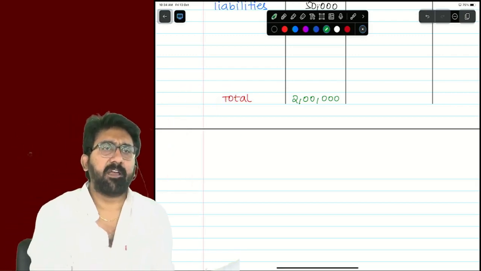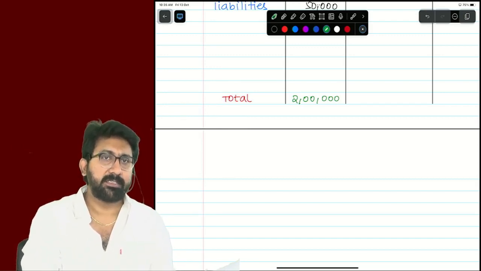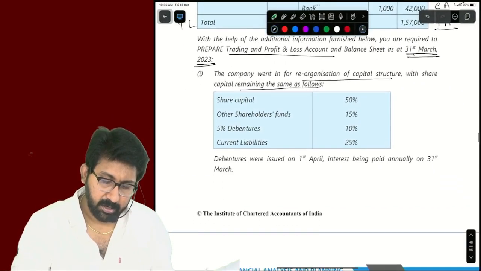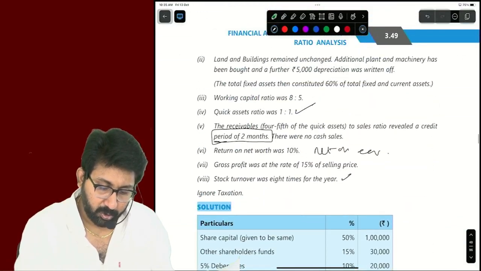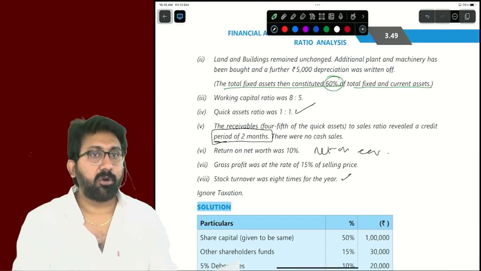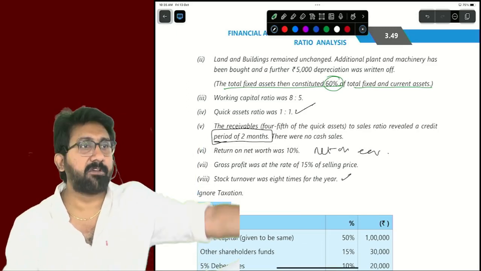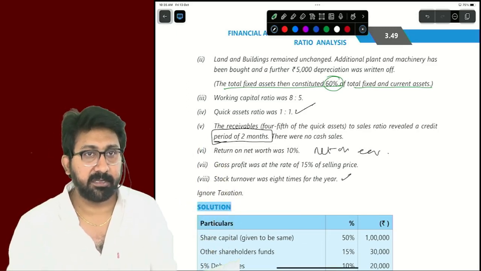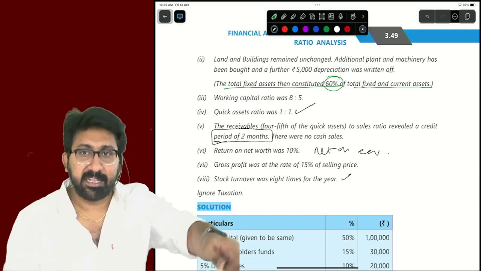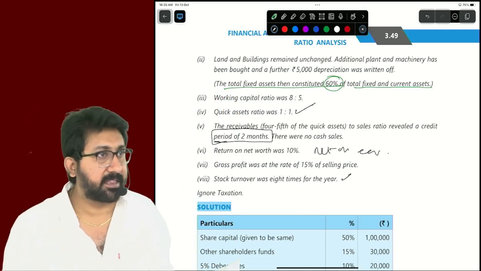First point number 1. Why are we preparing the skeleton of the balance sheet? I am not writing unnecessary things in class. If you observe the question clearly, total fixed assets constituted 60% of total fixed and current assets. Total of fixed assets and current assets is the total assets, correct? How much will be total assets? Equal to total liabilities. That's why we are drawing the balance sheet first. From that we can know the total of assets. In that, 60% will be fixed assets. Like that the hint will start. Did you understand where we are starting?